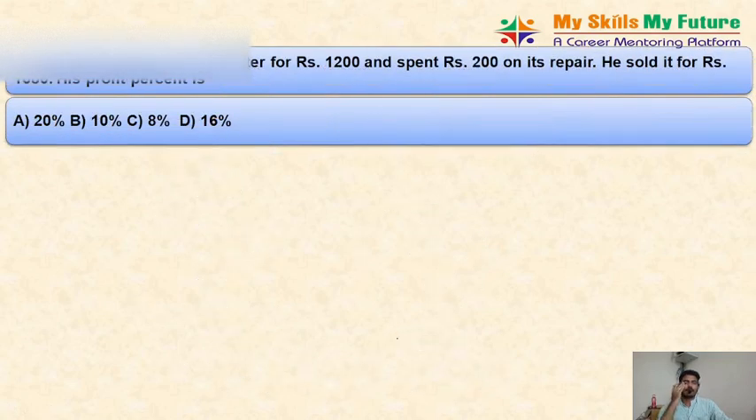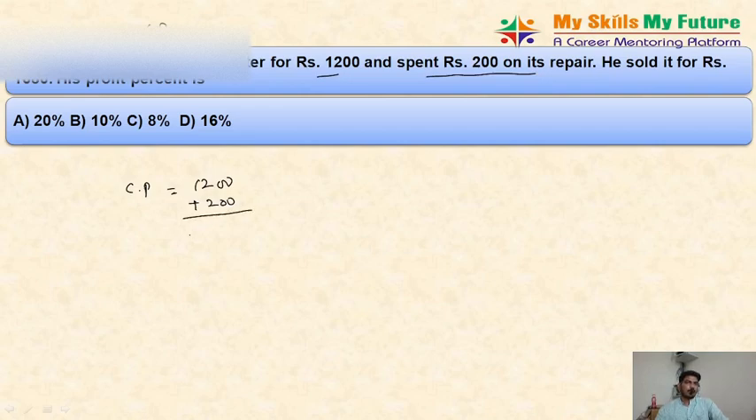And here is the next question. A man bought an old typewriter for 1200 rupees. So this is the cost price. A man bought an old typewriter, the cost price was 1200 rupees, let us assume, and he spent 200 rupees on repair. So he only bought it for 1200, but on this typewriter he spent 200 rupees extra.